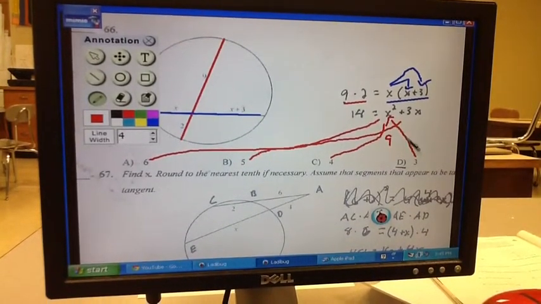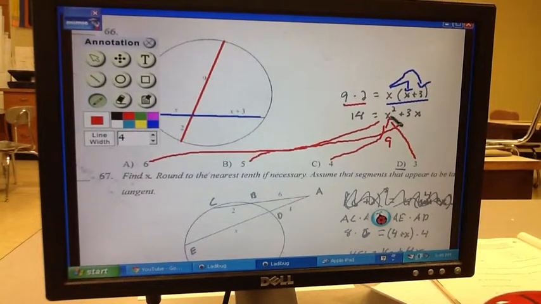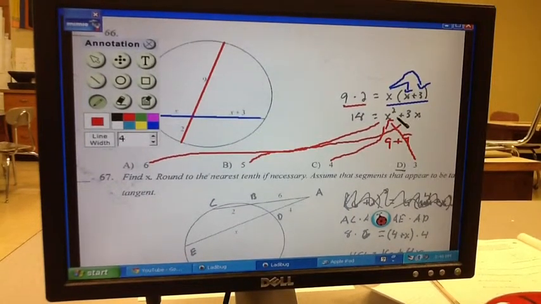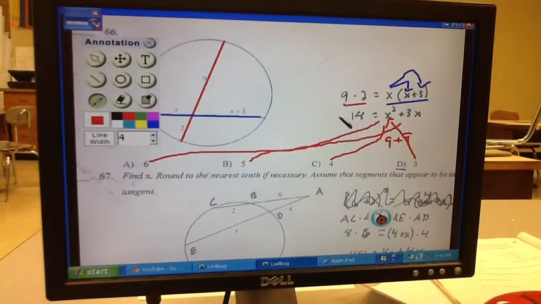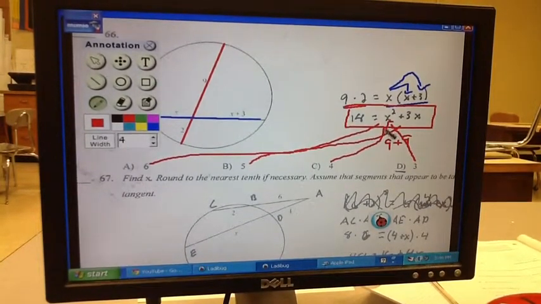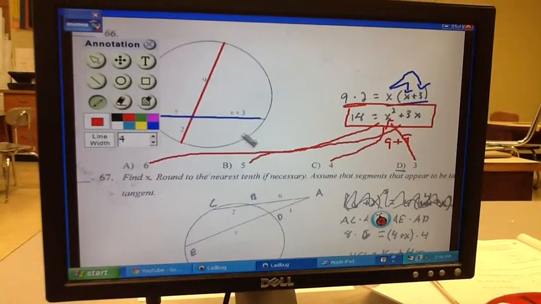So if we take that 3 and plug it in, 3 squared is 9, and 3 times 3 is 9, and 9 plus 9 is 18. If you plugged in a 4, that's 16 and 12. That doesn't equal 18. Neither does 5 or 6. So once you get to this step, stop, plug in some answers, and see what you end up with.